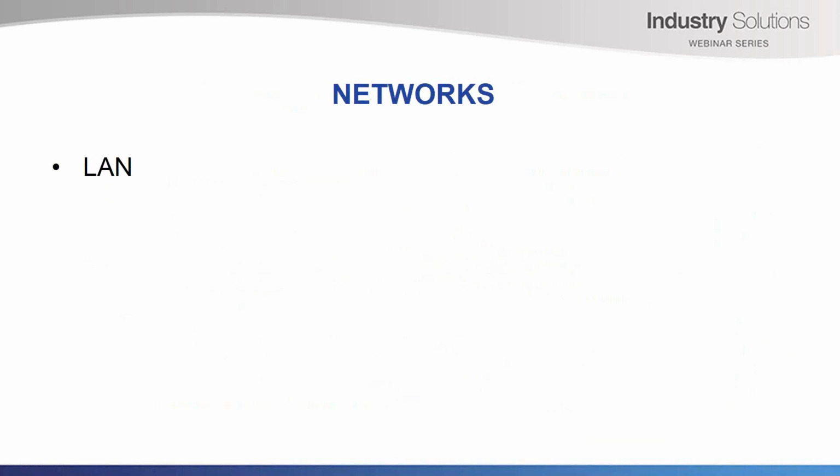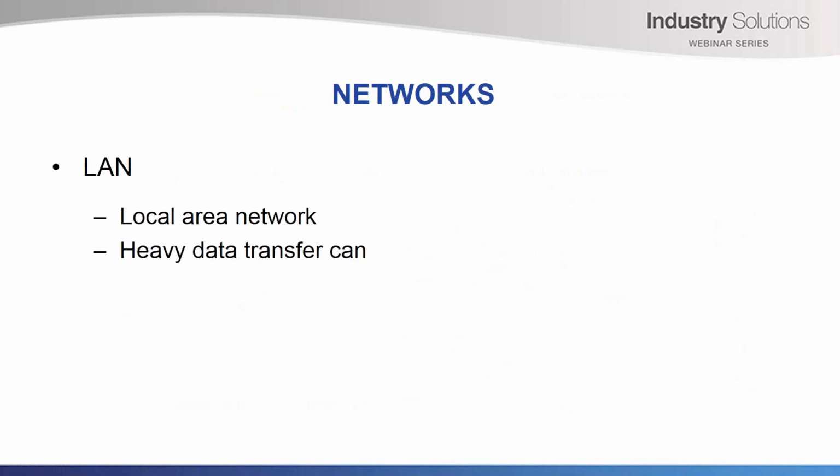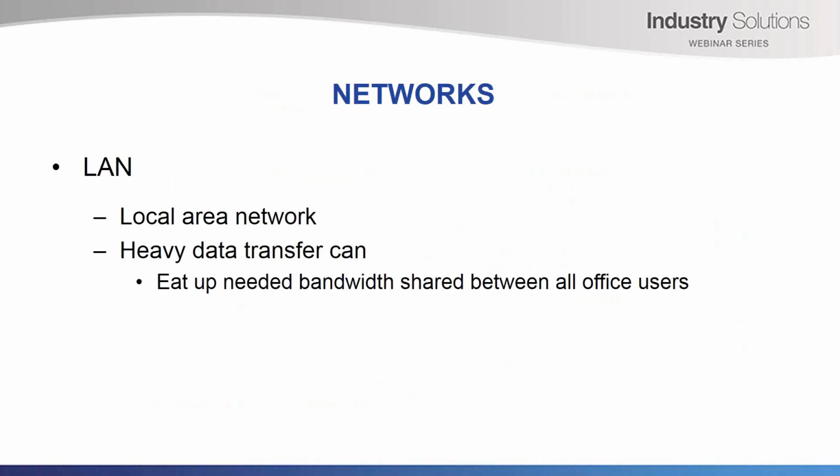You will hear us talk about the LAN, that's the local area network, and that's really everything within your office. Now, heavy data transfer across the LAN can eat up needed bandwidth that's shared between all your office users, which can slow down file transfer. And on top of that, if you're continually accessing your network file servers, where all your files are stored, that can also slow down as they're serving up more and more information.